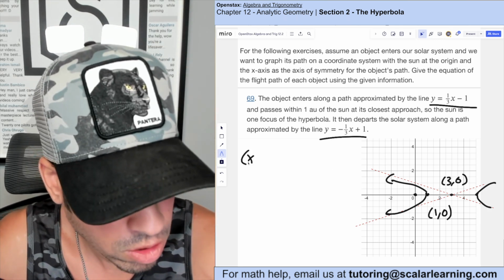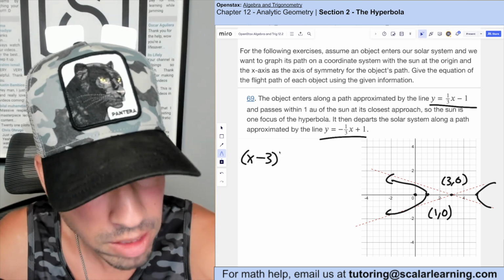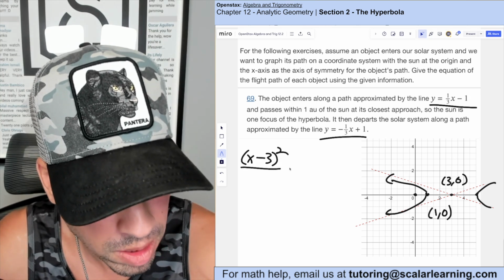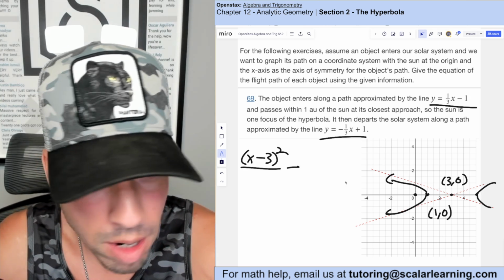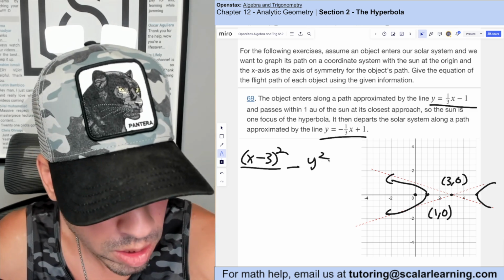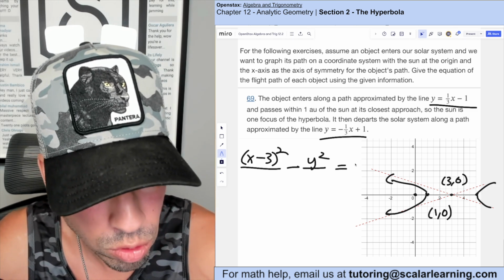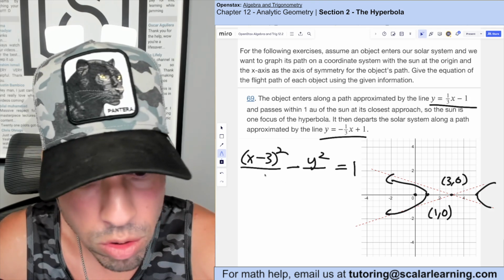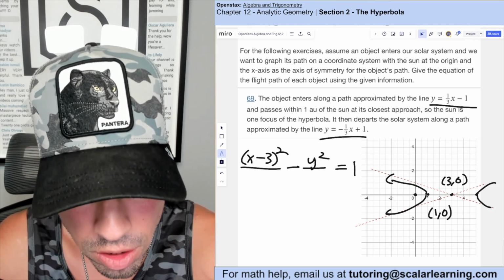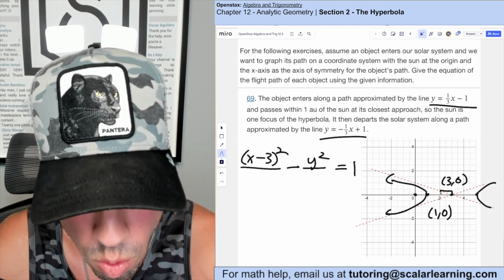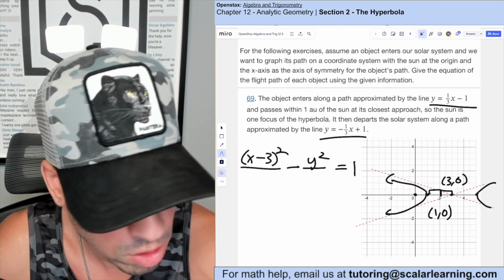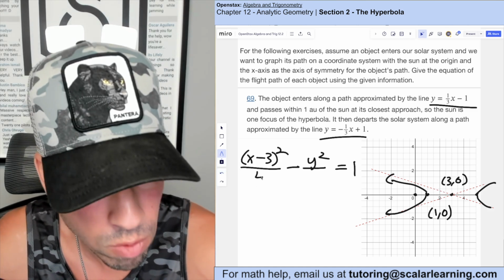But anyways, so now we can start to piece this together. We know that the center is 3, 0, so we can say x minus 3 squared over something minus y minus 0, or y squared over something, and this is equal to 1. Okay, so then what goes under here? Well, here's the center, here's the vertex. How far away is it? 1, 2. Okay, so it's 2 away, so 2 squared or 4 goes under here.